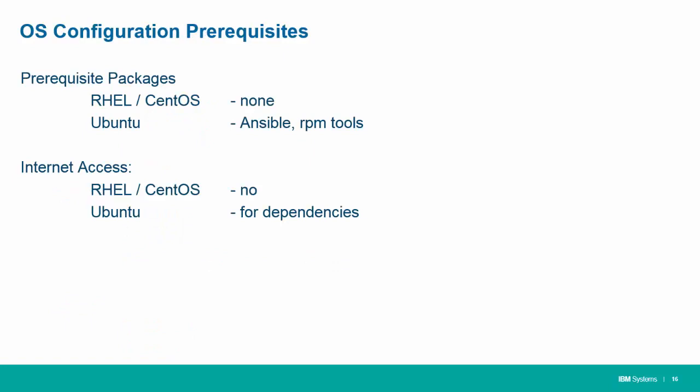In terms of prerequisite packages, if you're running RHEL or CentOS, we don't need any. If you're using Ubuntu, well, we're going to need the Ansible package and the RPM tools. So in terms of internet access, for RHEL or CentOS, we don't need any internet access. But for Ubuntu, we probably do in order to pull in those dependencies.